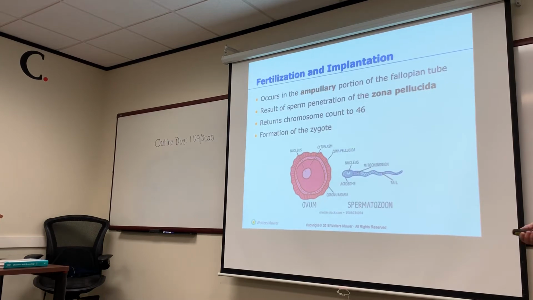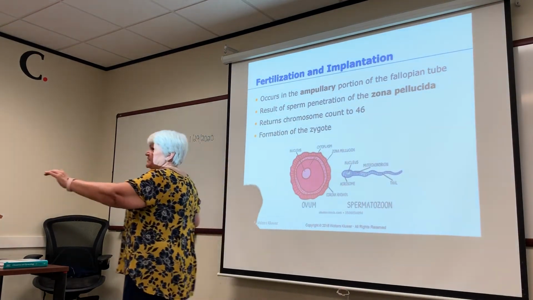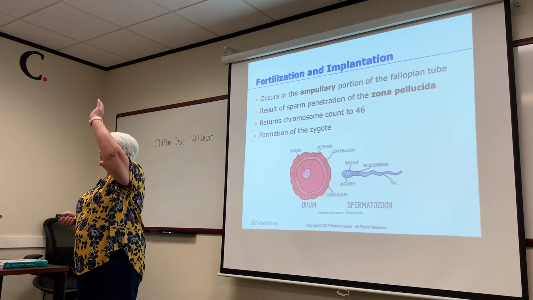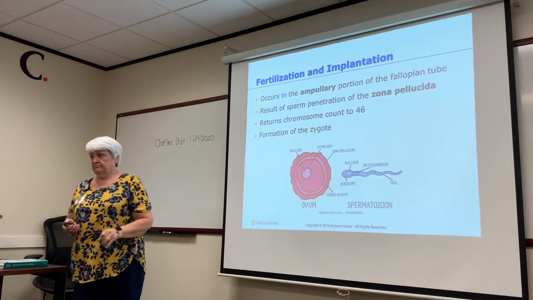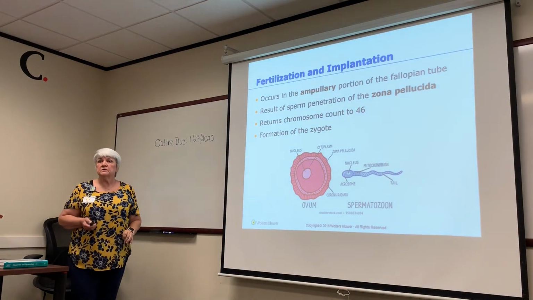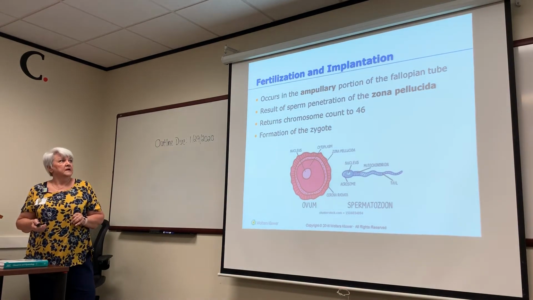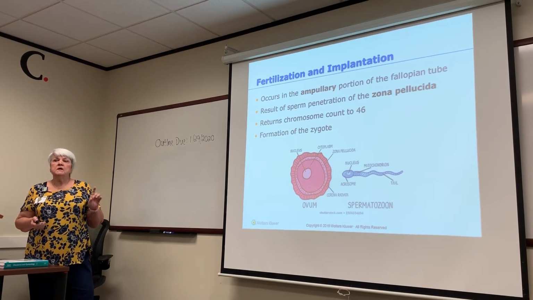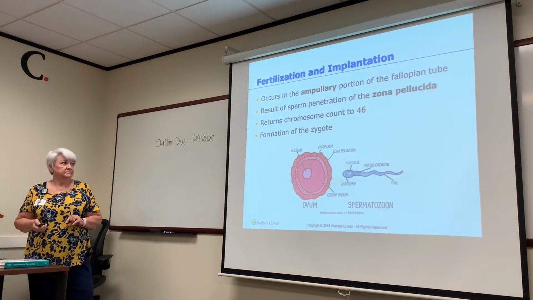Most of the fertilizations take place in the ampulla. Remember, you have your infundibulum, the ampulla, the isthmus, the interstitial. Okay, most of those happen in the ampulla. Now, the zona pellucida is what encapsulates the egg, the oocyte, the ovum, the gamete. Okay?